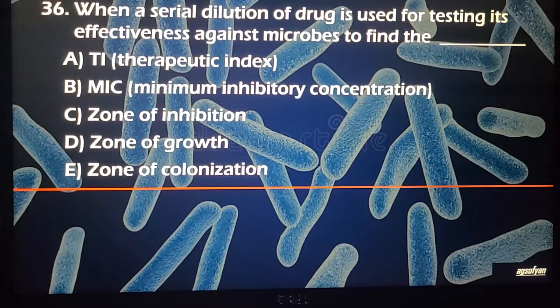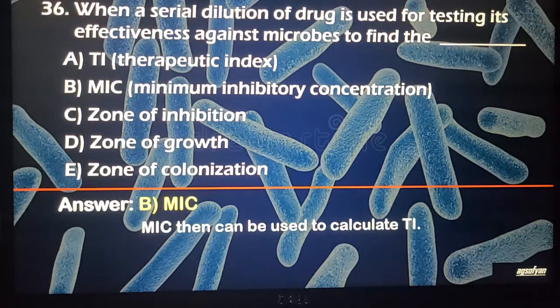Number 36. When a serial dilutions of drug is used for testing its effectiveness against microbes to find the, A. TI, therapeutic index, B. MIC, minimum inhibitory concentration, C. zone of inhibition, D. zone of growth, or E. zone of colonization. Choose your answer.